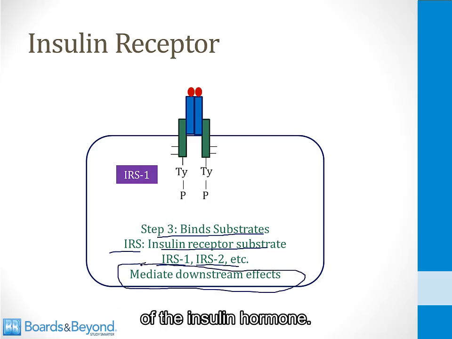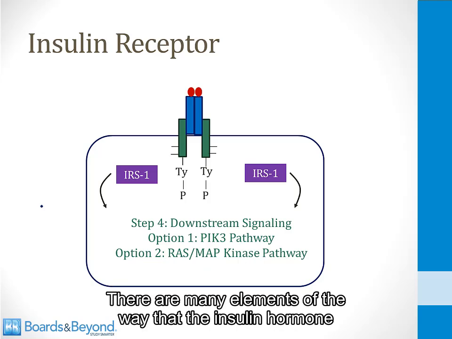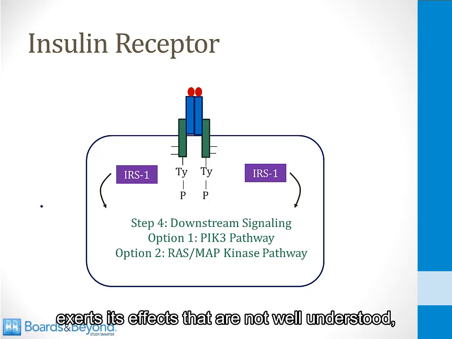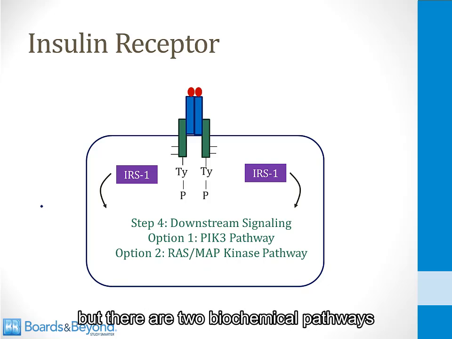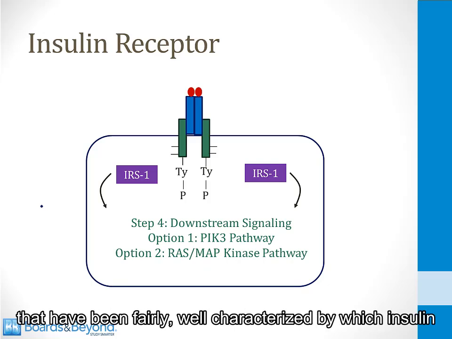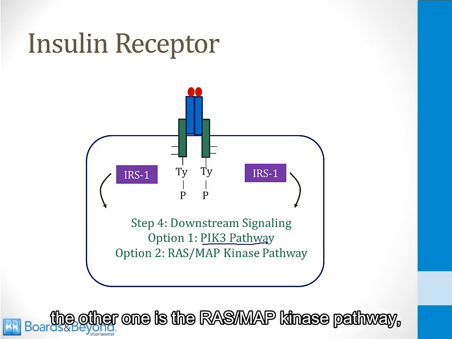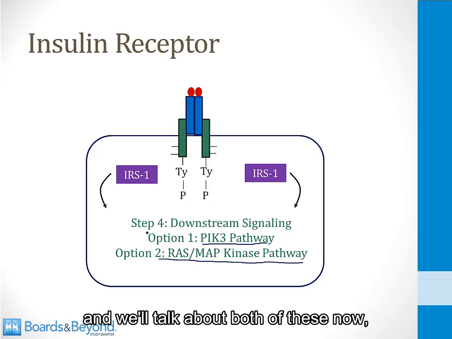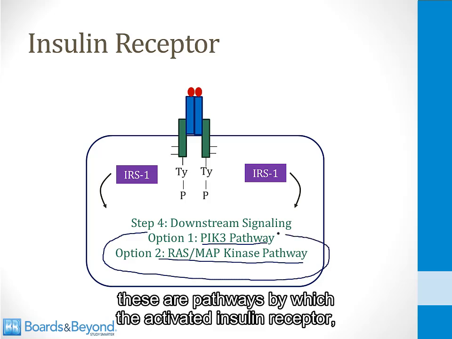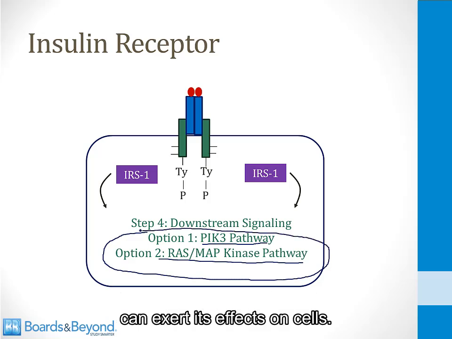of the insulin hormone. There are many elements of the way that the insulin hormone exerts its effects that are not well understood, but there are 2 biochemical pathways that have been fairly well characterized by which insulin exerts its effects. One of those is the PI3K pathway. The other one is the RAS-MAP kinase pathway, and we'll talk about both of these now. These are pathways by which the activated insulin receptor can exert its effects on cells.